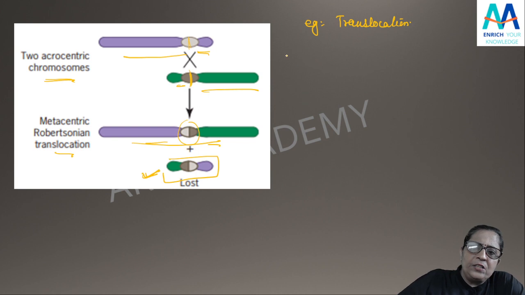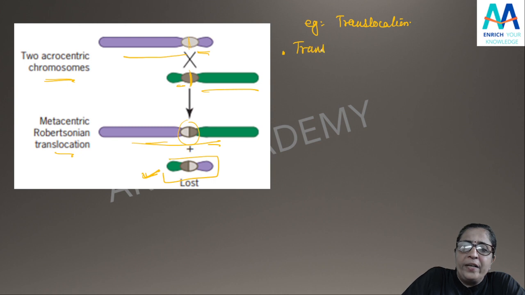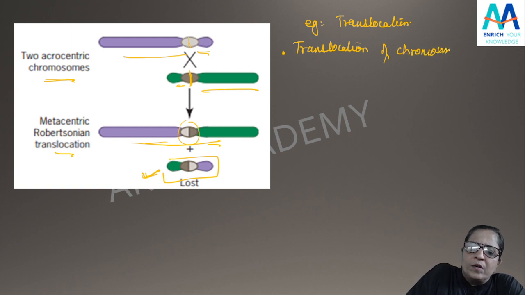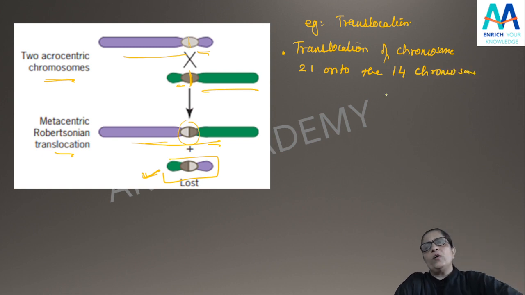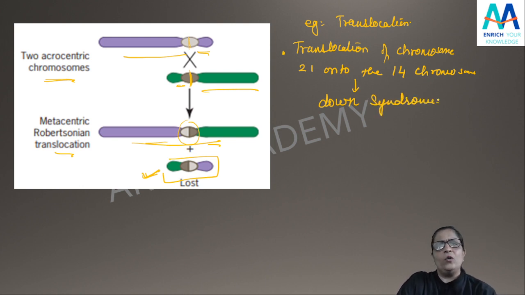A very good example is, first of all, you can say this can be due to chromosomal non-disjunction, translocation of chromosome 21 onto chromosome 14. 21 translocate कहाँ करेगा? 14 chromosome में, and this causes Down syndrome. ये इस तरह का translocate यदि होता है 21 chromosome का 14 chromosome में, due to the non-disjunction, students, it can lead to a syndrome called Down syndrome.